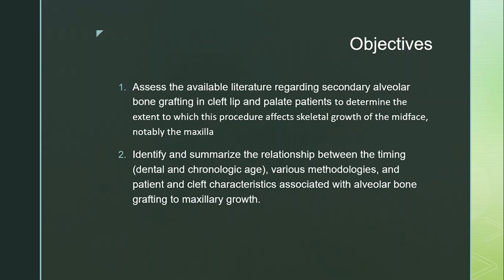So the objectives of this scoping review are to assess the available literature regarding secondary alveolar bone grafting in cleft lip and palate patients, to determine the extent to which this procedure affects skeletal growth of the midface, notably the maxilla, and also to identify and summarize the relationship between the timing, dental and chronologic, various methodologies, and patient and cleft characteristics associated with alveolar bone grafting to maxillary growth.